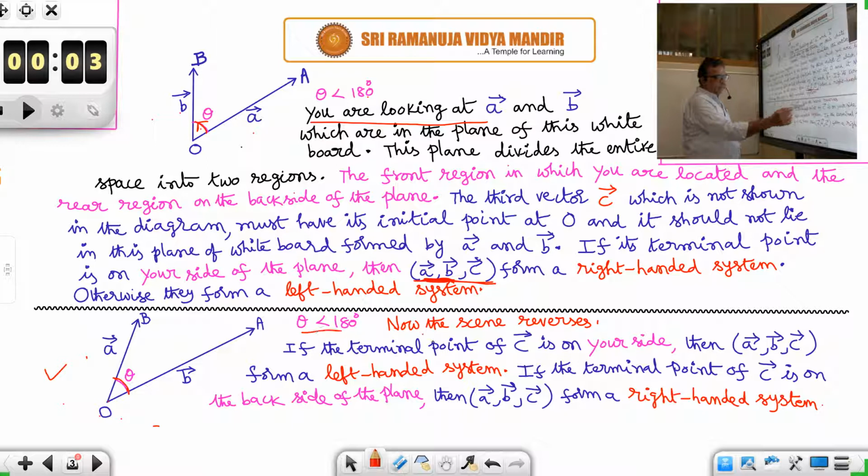Now the scene reverses. If the terminal point of C bar is on your side, then A bar, B bar, C bar form a left-handed system, because the left hand will suit now. Use your left hand, fold from the first vector to the second vector through an angle less than 180. The thumb is showing this direction. So if C bar is on this side, then it is a left-handed system. And if the terminal point of C bar is on the back side of the plane, then A bar, B bar, C bar form a right-handed system.